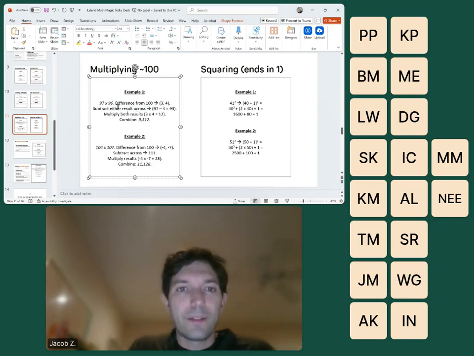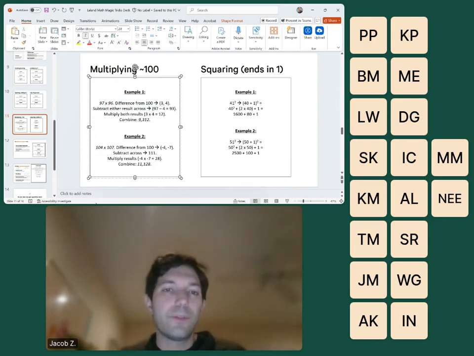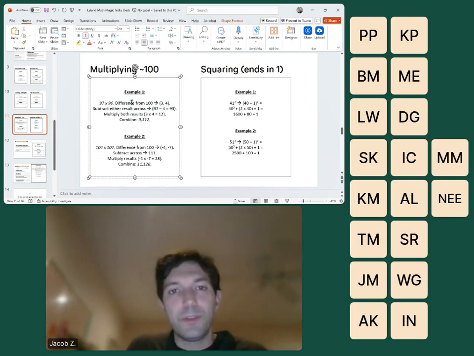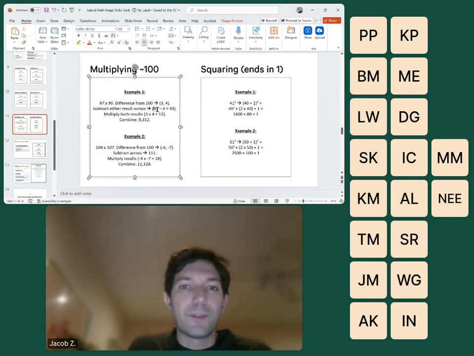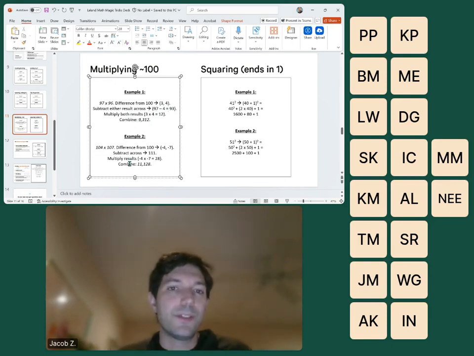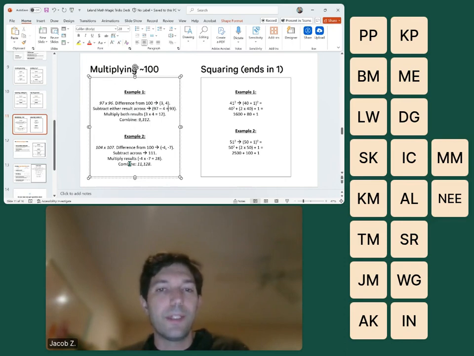And then you can do it either way, kind of doing a cross result. So you can do 97 minus 4, or you can do 96 minus 3. It doesn't matter which one you do. Just finding the cross result there. So 97 minus 4 is 93. Then you multiply those differences from 100, 3 times 4, that's 12. So you do 93, 12, and there you go. So if you're multiplying 97 times 96, the answer is 9312.